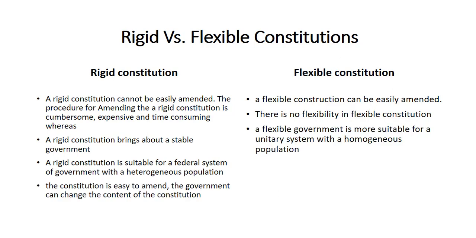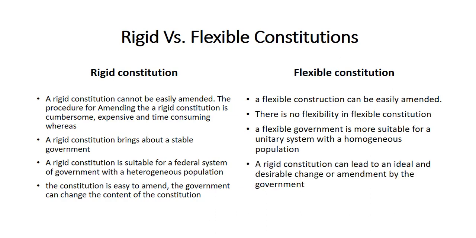The constitution is difficult to amend in a rigid constitution. The constitution is easy to amend in a flexible constitution, where the government can change the content of the constitution. But a rigid constitution can lead to an ideal and desirable change when amended by the government.